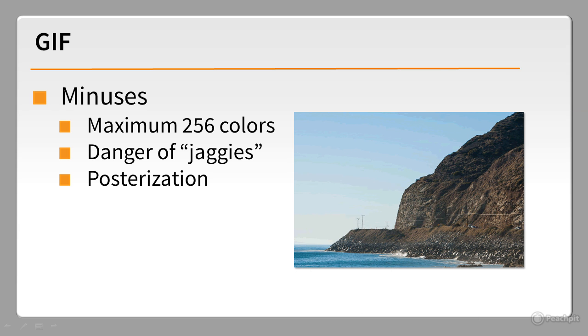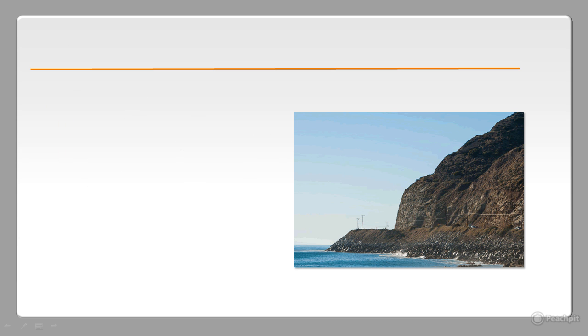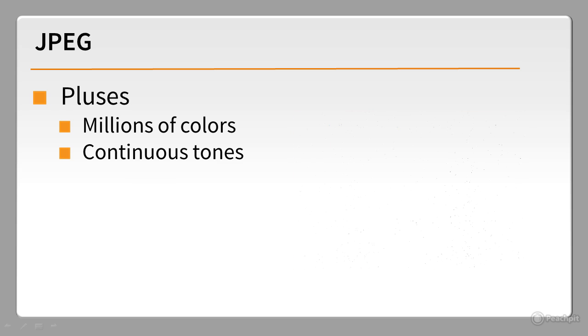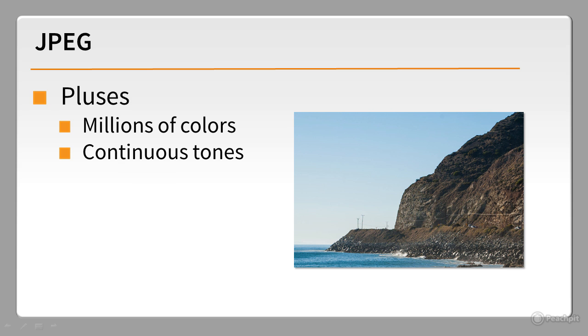GIF's limited range of colors leads to posterization or banding. The sky in the image on the right looks unnaturally striped, so GIF is unsuited to photographs or images that require smooth color transitions. That's a role much better suited to JPEG, which supports millions of colors. Saving the same photo as a JPEG results in continuous tones.